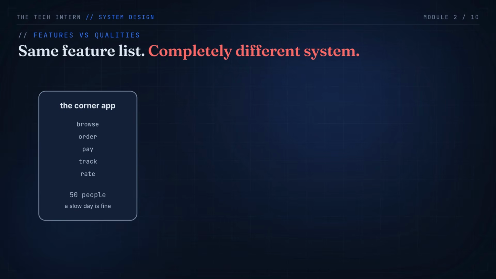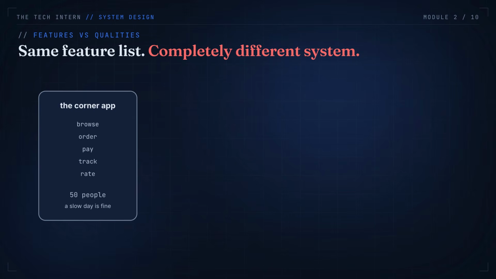Non-functional requirements are different. They're not features, they're qualities. The order goes through, but does it go through in half a second or 8 seconds? The payment succeeds, but does the record survive if a disk dies? It works for 100 users, but does it still work at 8 o'clock on a Friday with 100,000? Nobody can point at a non-functional requirement in a demo, but everybody feels them.